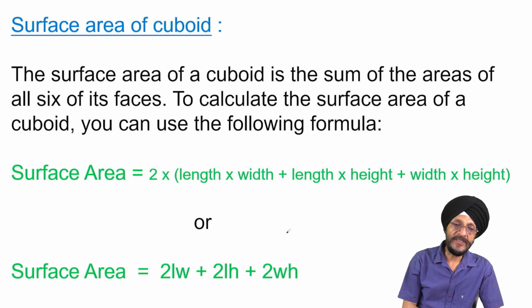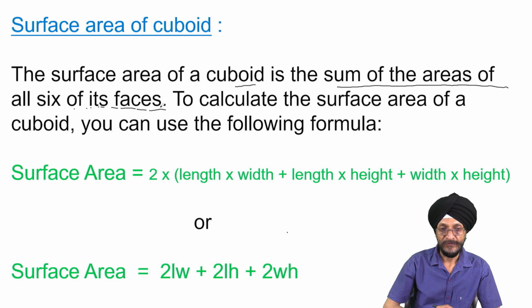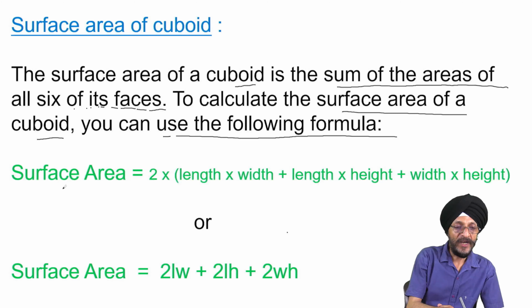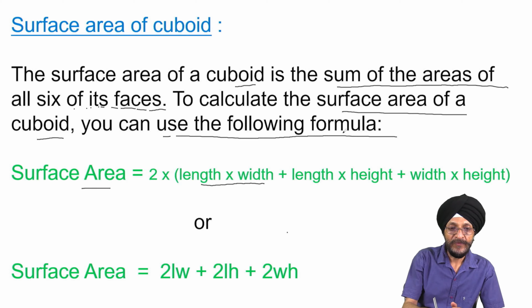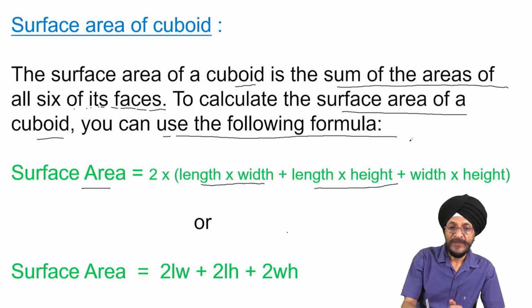Now we will understand what is the surface area of a cuboid. The surface area of a cuboid is the sum of the areas of all of its 6 faces. To calculate the surface area of a cuboid, you can use the formula, and the formula is surface area is equal to 2 into length multiplied by width plus length into height plus width into height.